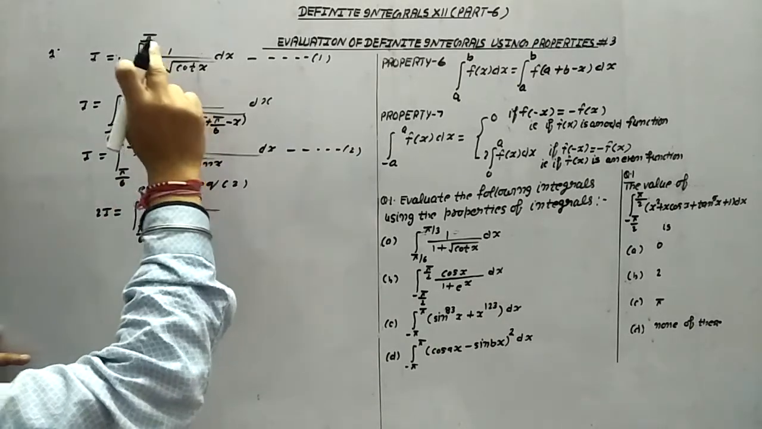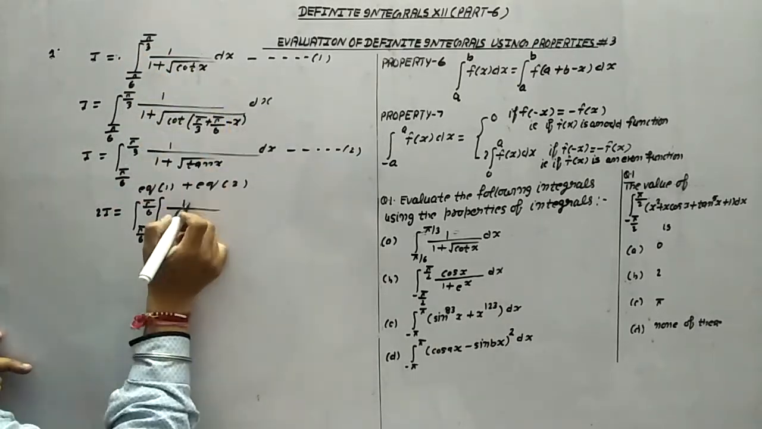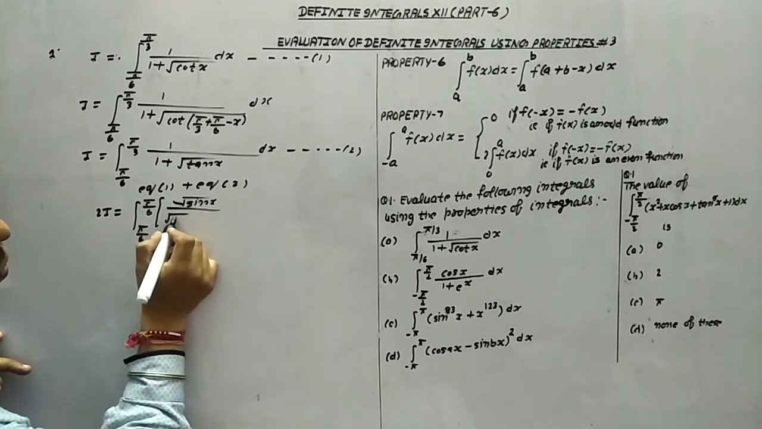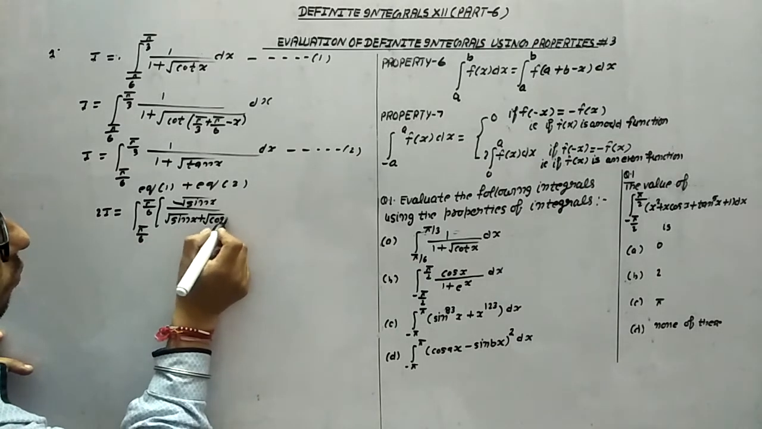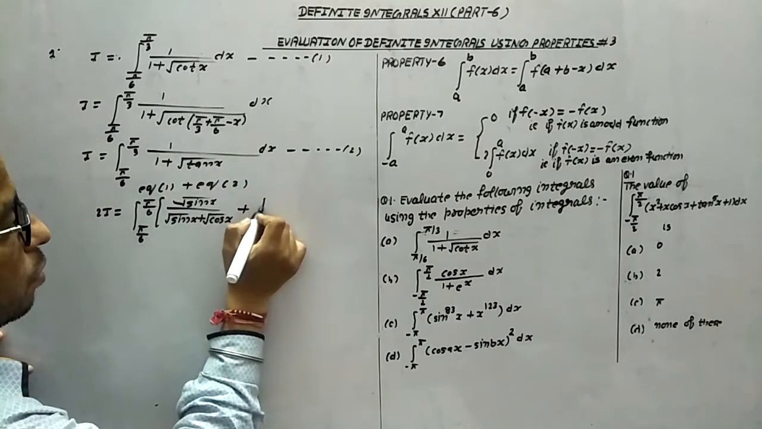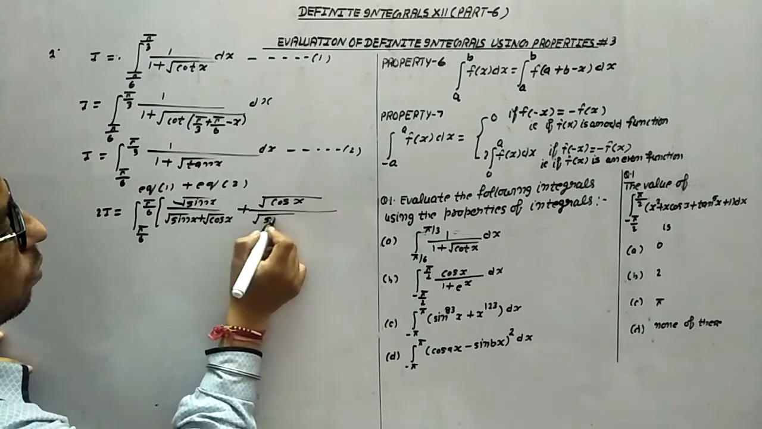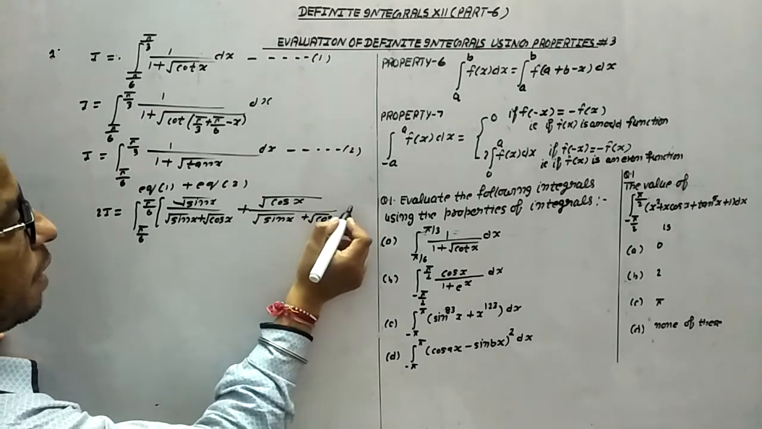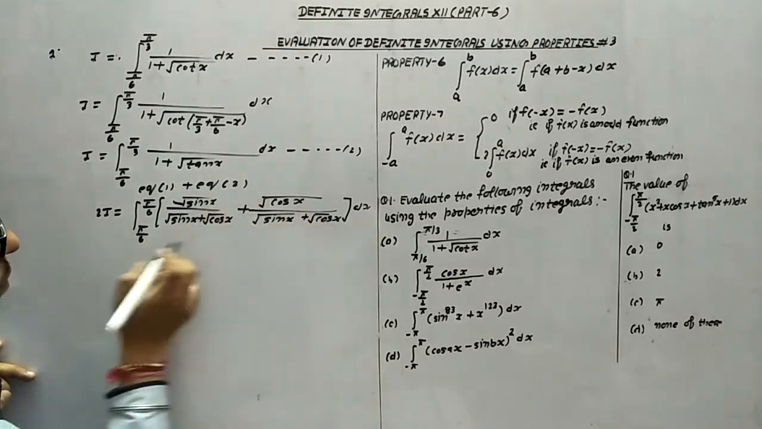So root cot x, we will dissolve this: root cos x upon root sin x. After taking the LCM, this becomes root sin x upon root sin x plus root cos x. Plus here also we will split this, so this becomes root cos x upon root sin x plus root cos x, and this is dx. Now this denominator is the same, so the terms cancel out.